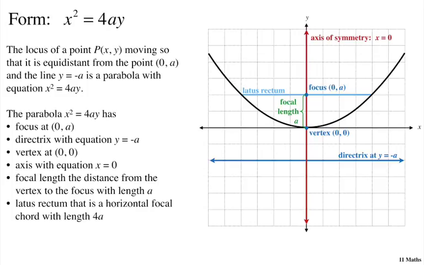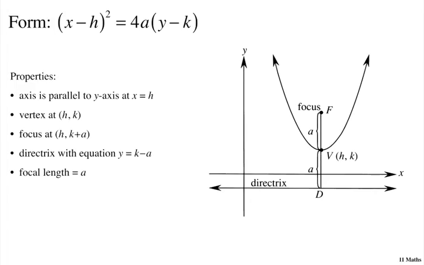If the form was y squared equals 4ax, it would open to the right. And if it's y squared equals minus 4ax, the parabola opens to the left. They're the general forms of a parabola. Now let's have a look at what happens if we actually move the parabola around.